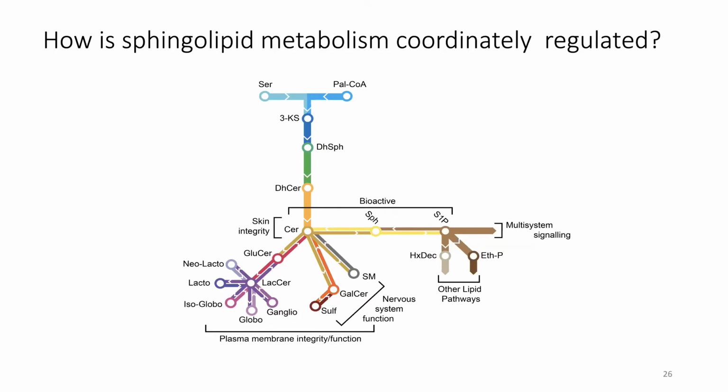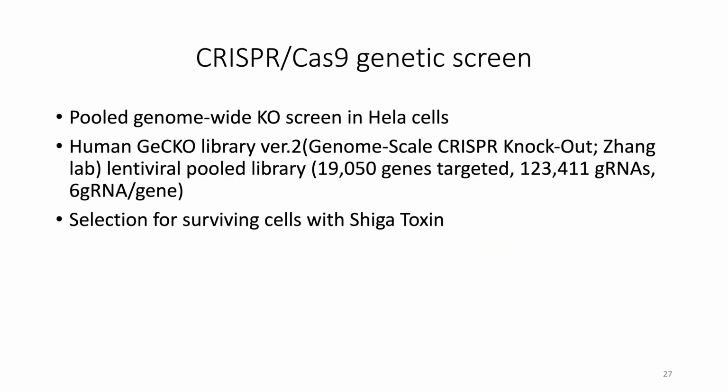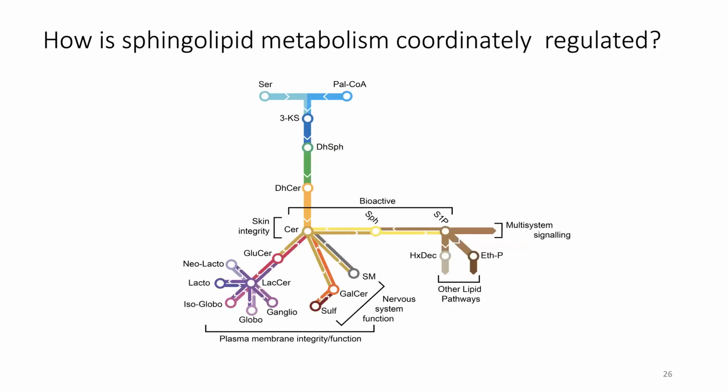So let me turn to the next part, which is how the sphingolipid pathway might be coordinately regulated. This would be important in the example of myelination, for instance, where you might need to elevate the synthesis of an end product, but in order to do that, you might have to elevate the synthesis of the individual enzymes.